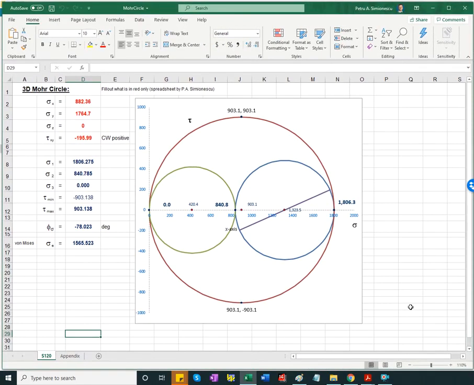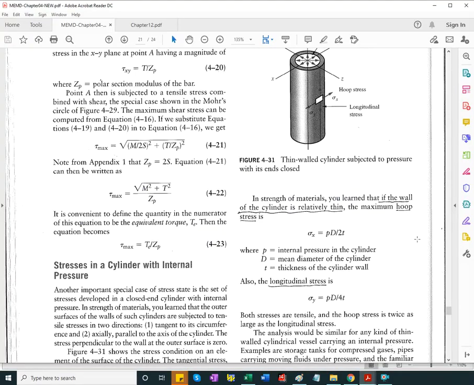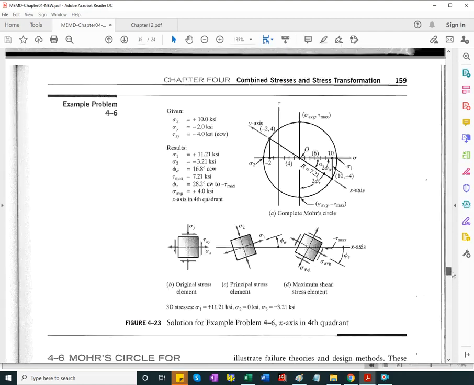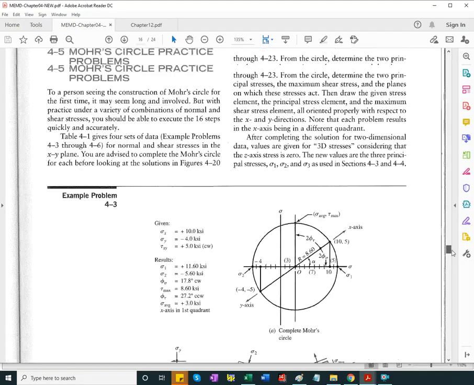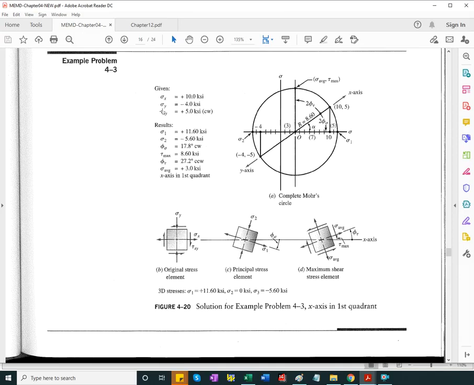So I'm on page 157. 157, I said 57, and let's draw the Mohr circle with the spreadsheet for the same problem. So again, very straightforward. X and Y stresses are given.